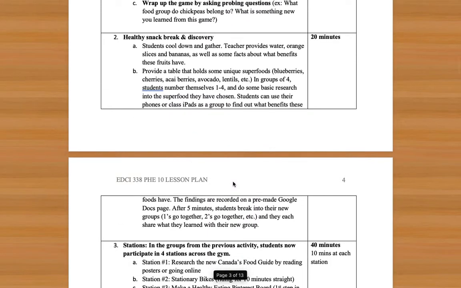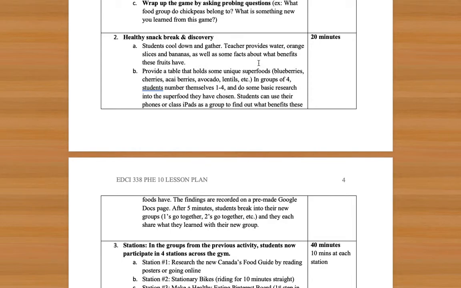On to our second phase, it's a healthy snack break and discovery. So I always find that if you're able to provide food and something just healthy, I remember in my PE classes having a day where our teacher had brought in some snacks was always a highlight. So I wanted to do that. It wouldn't be something we do every lesson, but this is something I wanted to do today.